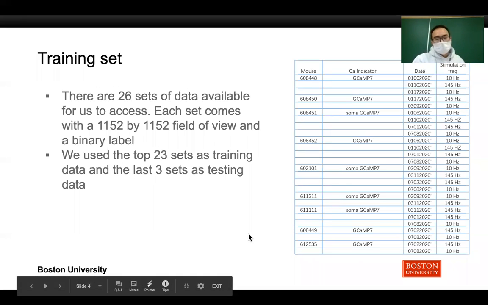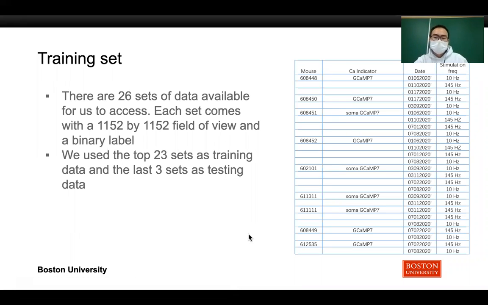Next, for this project we use the data collected by Sudicus in Hans lab. She did 26 sets of imaging, and each imaging comes with a field of view and a label, which are all hand-picked. The big images are 1,000 by 1,000 pixels. We will use the top 23 sets for training and the bottom 3 sets for testing.